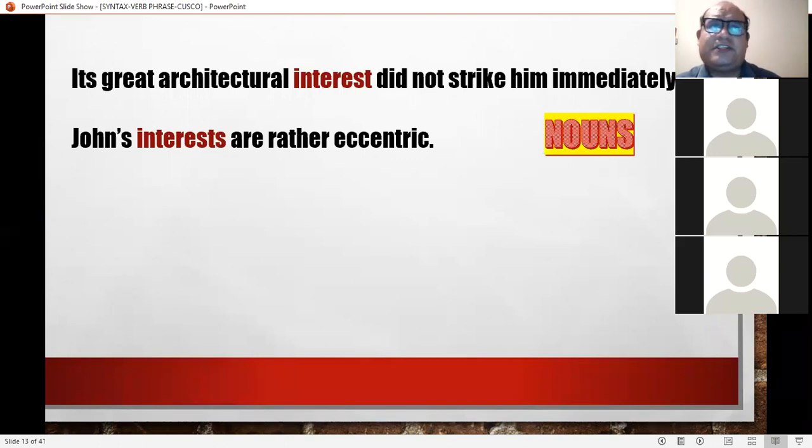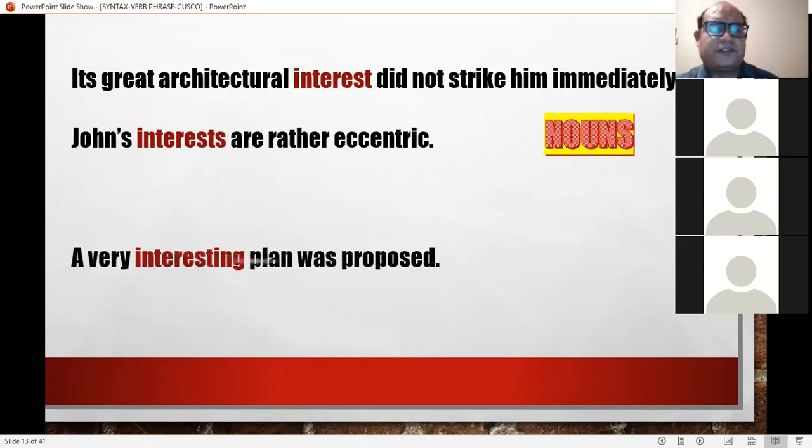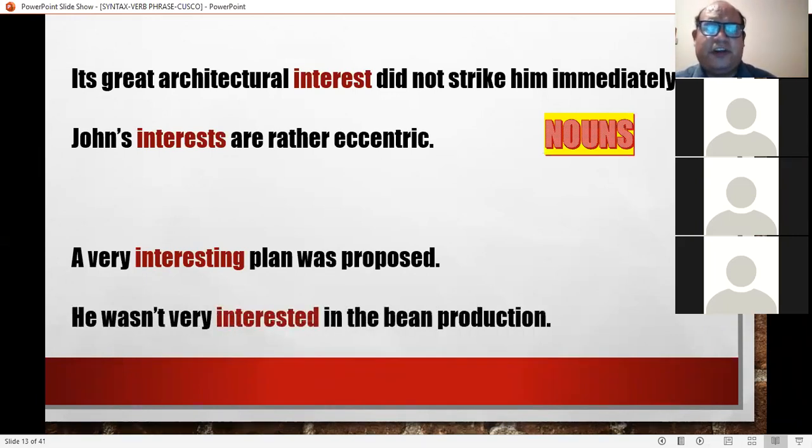So, as you told me, these are nouns. Interests here are nouns. Now, let's pass to the other ones. A very interesting plan was proposed. What is here? Or the other one. He wasn't very interested in the bean production. What is the function? Yes. Adjective. Excellent. That's it. They are adjectives.